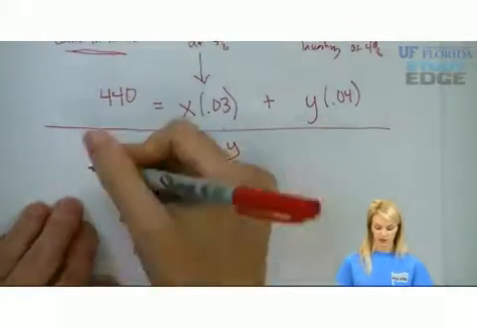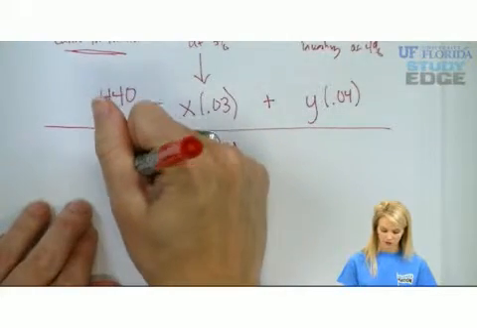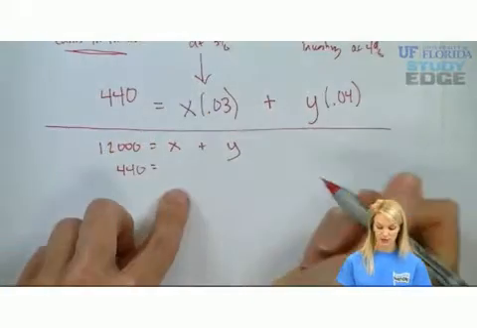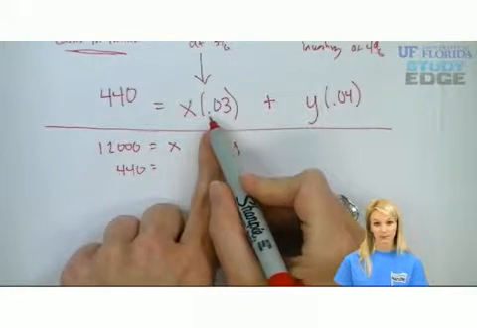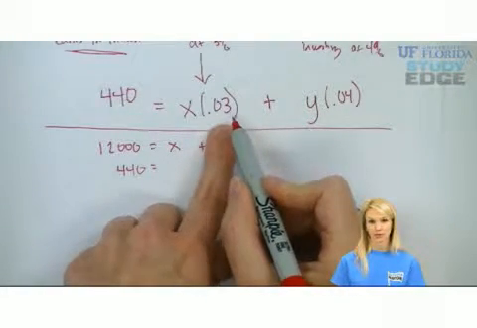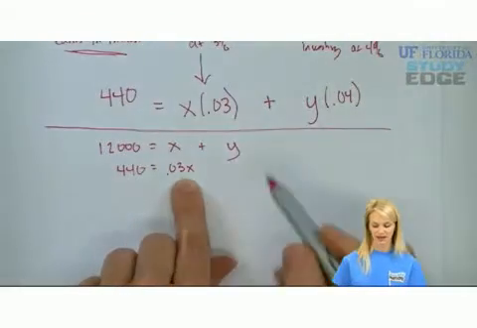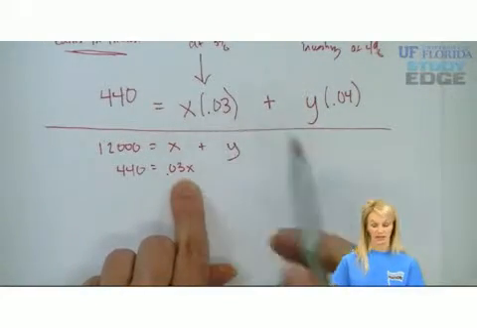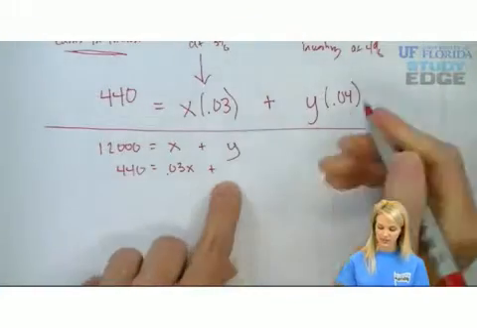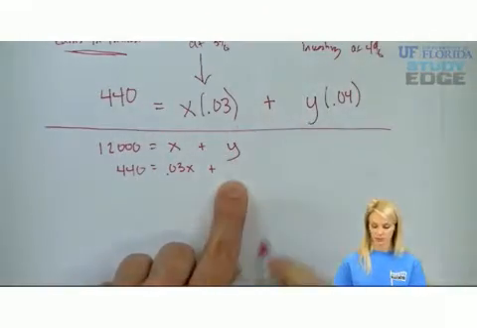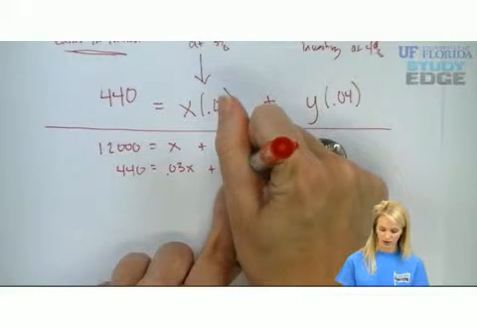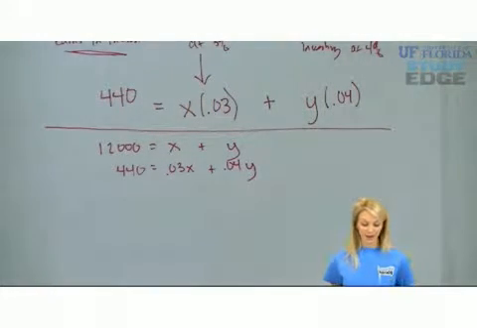What was our second equation? We had 440 is equal to 0.03 times x. So x times 0.03, how else can we write that? 0.03x is the same thing as 0.03 times x, or x times 0.03. Plus, what do we have here? y times 0.04, 0.04y. Well, now we have our two equations.